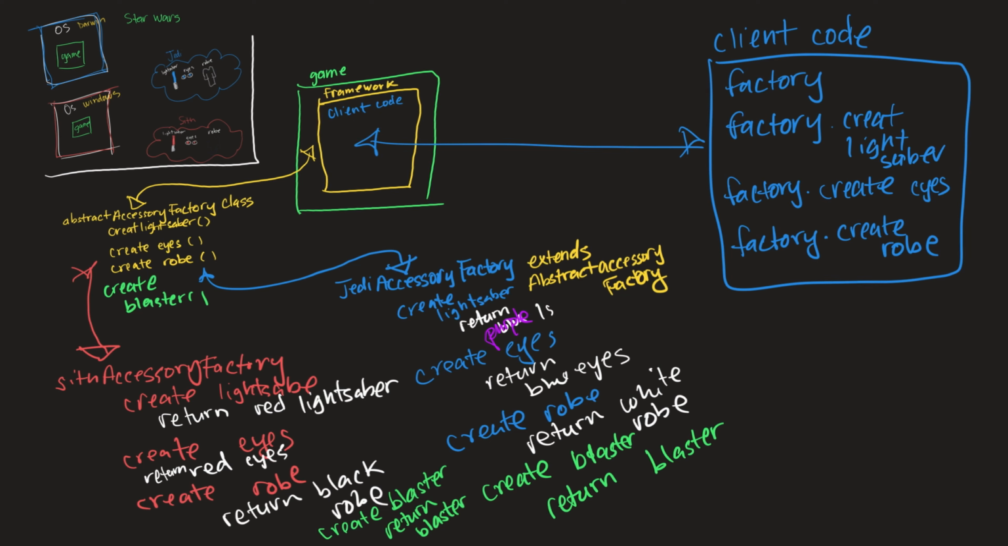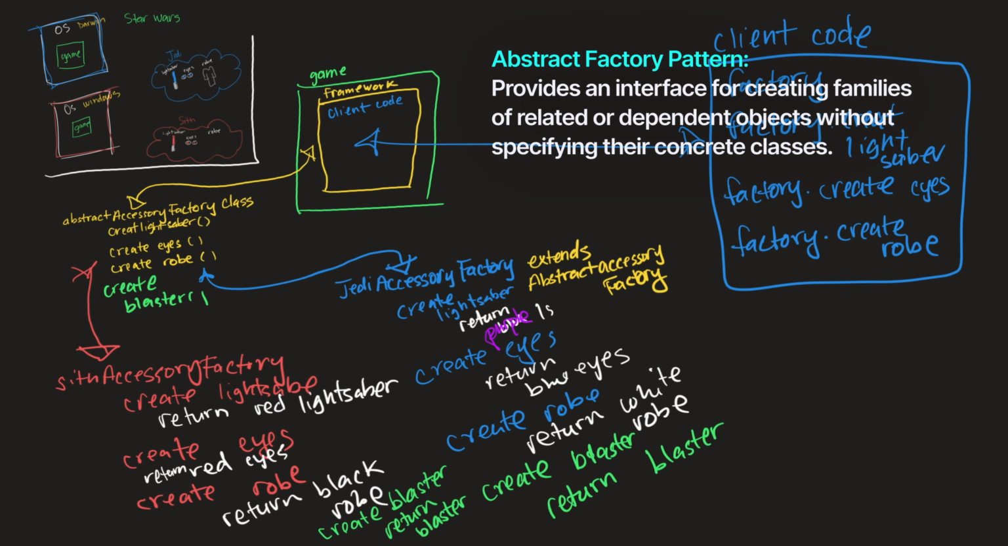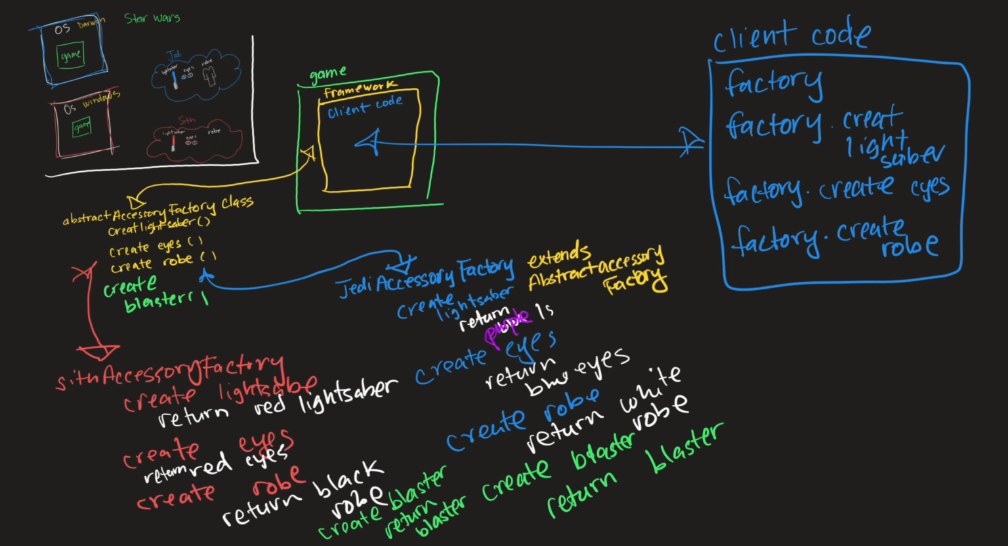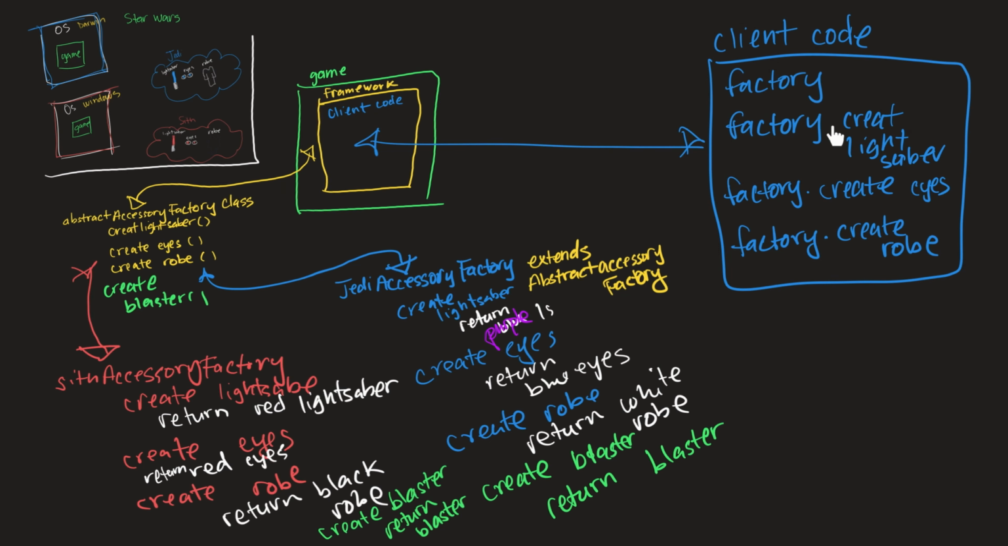So when you hear the complex sounding definition of provide an interface for creating families of related or dependent objects without specifying their concrete classes, it basically means we're providing the interface. So the interface is available through the factory, right? But that's all that's available, the interface. So the only thing that the client code has access to is this abstract factory's interface. So that's provide an interface for.